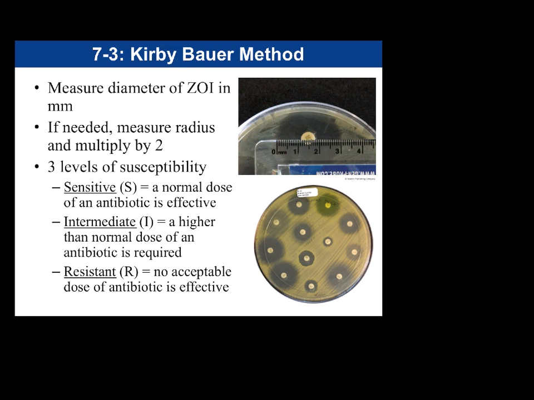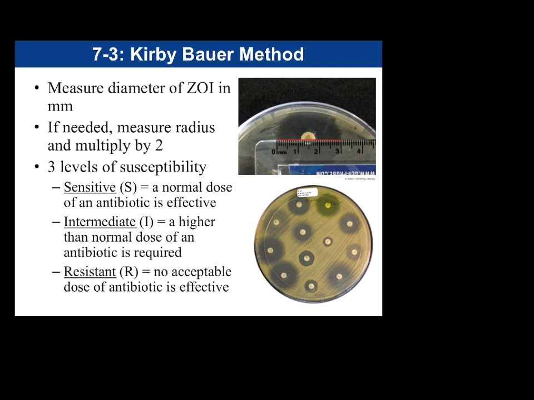With the Kirby Bauer method, we are going to be measuring the zone of inhibition, and we're going to be measuring it in millimeters. Now, this type of measurement is going to be different from our disinfectants and antiseptics in the fact that we are going to measure the entire diameter of the clearing. So if you remember, in our disinfectants and antiseptics, we took it from the edge of the disc to the edge of the clearing. Well, that's not the case for this. We're going to take the entire diameter, and so that's all the way across the circle.